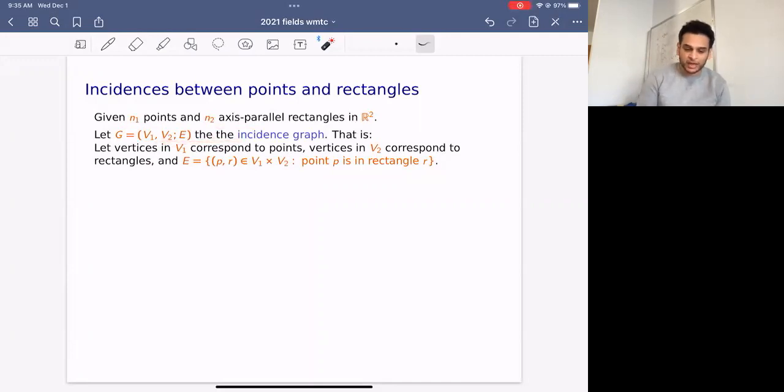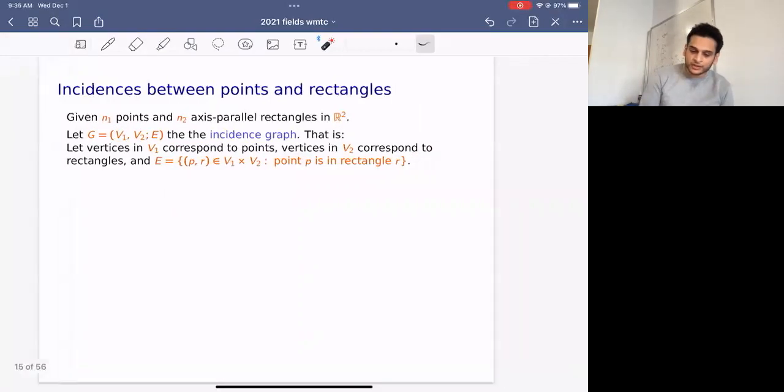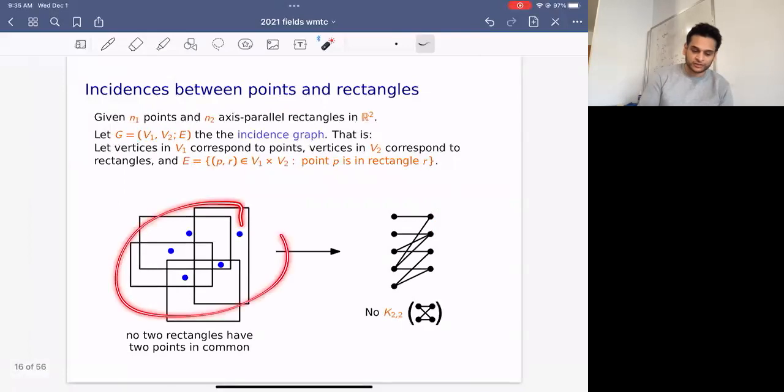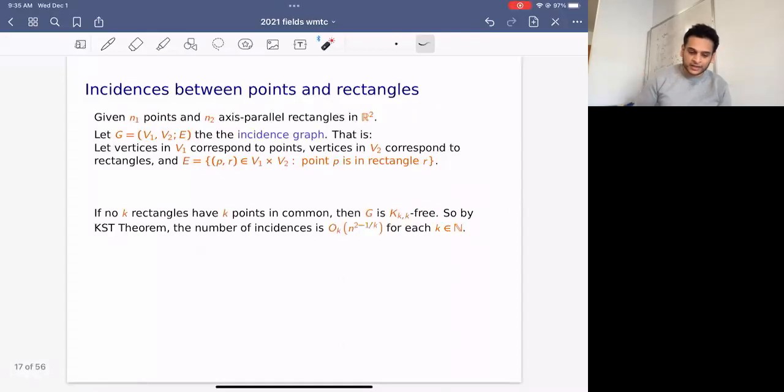So the incidence graph has a left-hand side, V1, which corresponds to points, and a right-hand side, V2, which corresponds to rectangles, and I put down an edge if a point is in the rectangle. By my condition, for this configuration, no two rectangles have 2 points in common, which means my graph doesn't have a K_{2,2}. So there's a direct translation. Automatically, I get by the Kővári–Sós–Turán theorem that the number of incidences looks like n^{2-1/k}. So we can get some bound. We'll see how to improve this bound in a bunch of different ways.